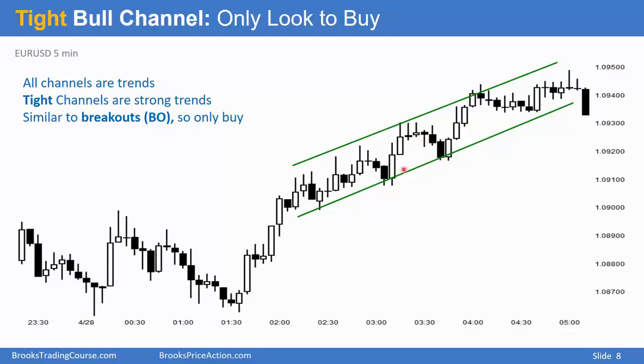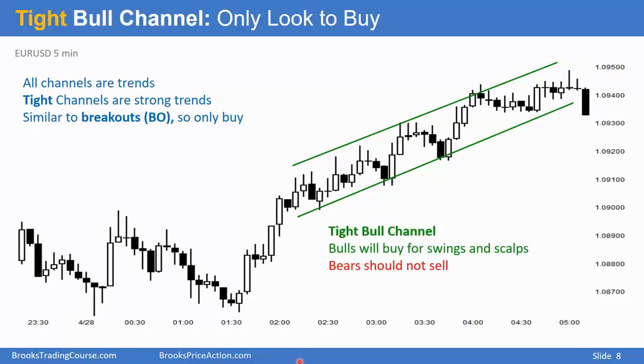This is a very tight bull channel, and on a higher time frame chart, that tight bull channel is a breakout. And because it's a breakout on a higher time frame chart, it's better only to look to buy. Tight bull channel, it's a breakout on a higher time frame chart, better only to look to buy for any reason. Below bars, reversals up, doesn't matter.